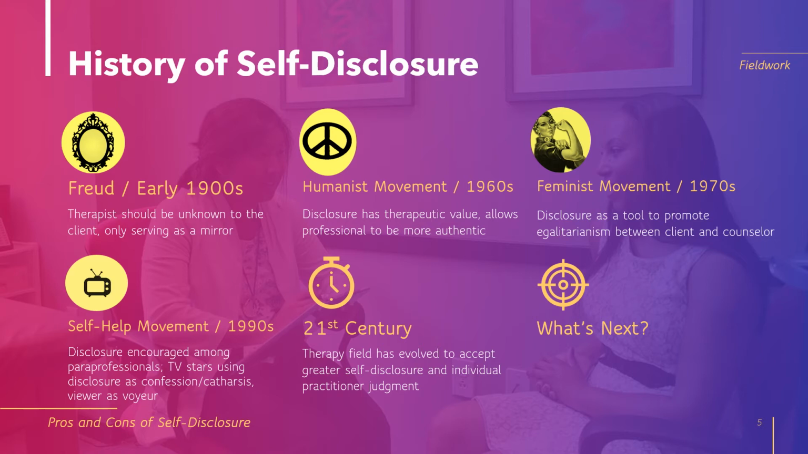That really changed in the middle of the 20th century. Think about Carl Rogers and his person-centered approach and other counselors who use that same kind of model. The humanist movement, which really takes off in the 1960s, says that self-disclosure has a lot of therapeutic value. It allows the professional to be authentic and more genuine. Carl Rogers used self-disclosure a lot, very much in the moment, in the here and now with his clients, which I think has a lot of benefit to it.